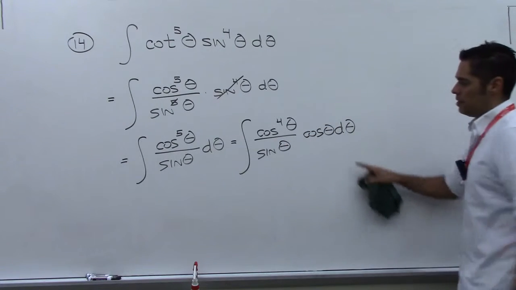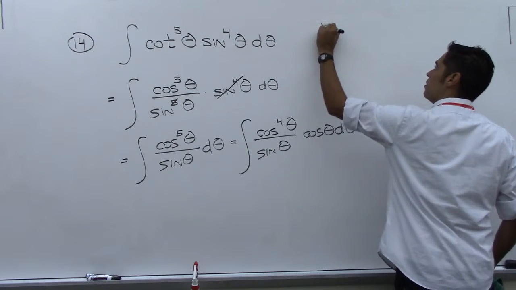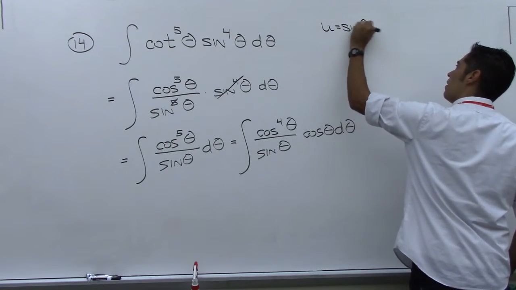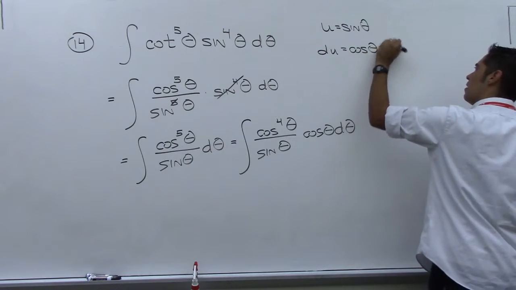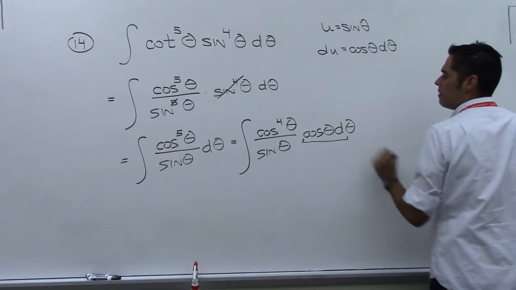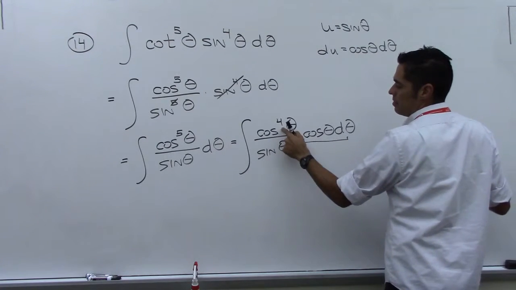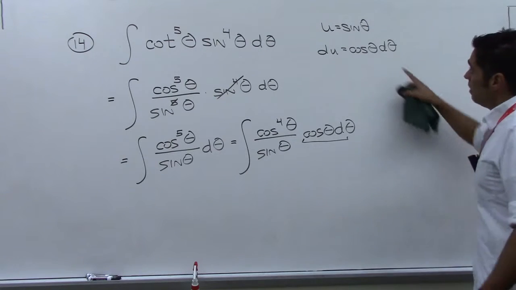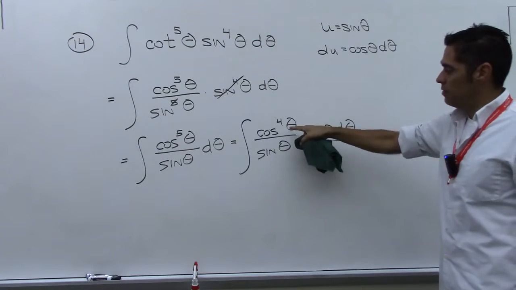And now you can see here I've got u and there's du. So my substitution here is u is sine theta, du is cosine theta d theta. I have that exactly right here. So I'm going to replace that with u, that with du, and now I need to get this taken care of, the cosine to the fourth. And I can use this substitution here. I need to get this in terms of sine.